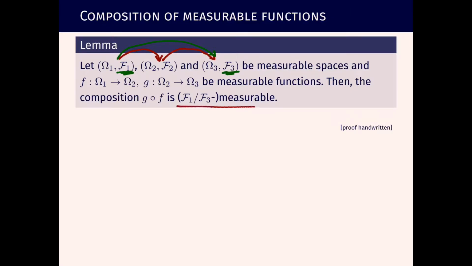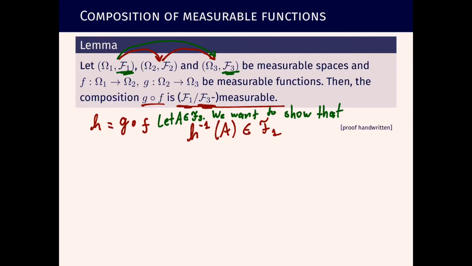So what do we have to prove? We have to prove that the pre-image of any set in F3 will be in F1. Okay, so let us denote h to be this composition. How does it go? We have to take first f and then g. Yes, so let's define h to be this composition. Oh, it is already here. So what we have to show is that h minus 1 of A is in F1.